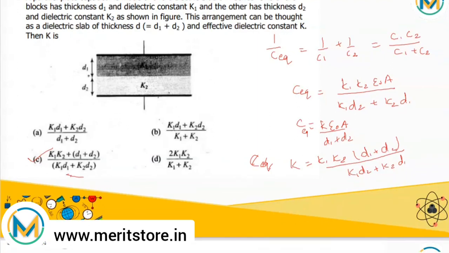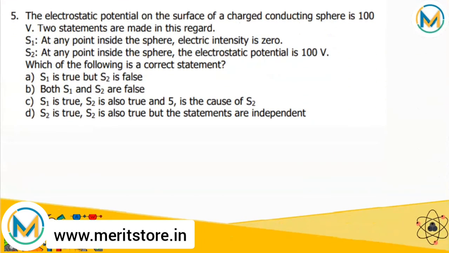Now looking towards the last question: the electrostatic potential on the surface of a charged conducting sphere is 100 volt. Two statements are made in this regard. S1, that is statement 1: at any point inside the sphere, the electric intensity is 0. And the second statement: at any point inside the sphere, the electrostatic potential is 100. Which of the following is the correct statement?